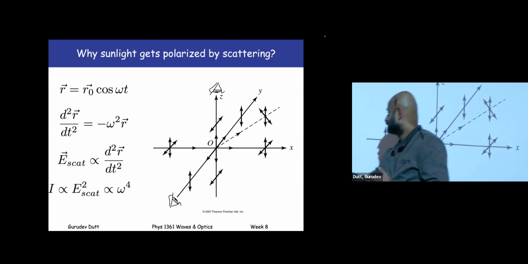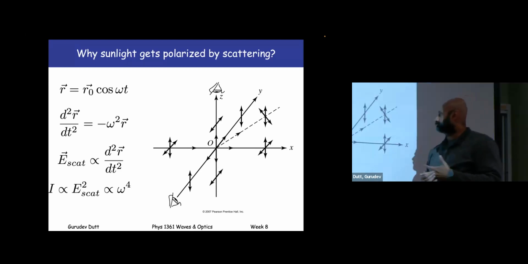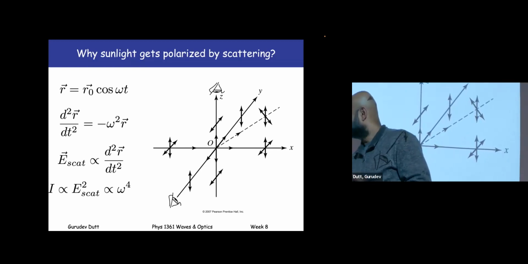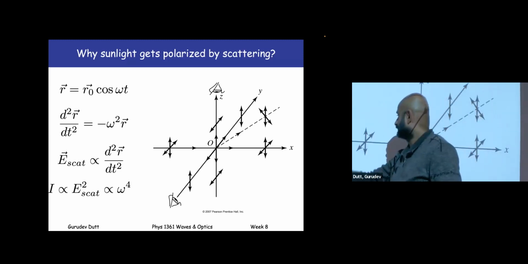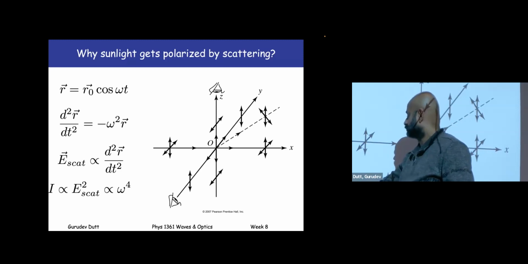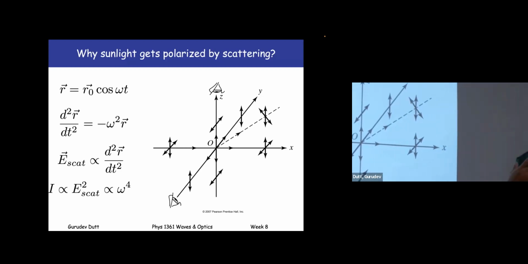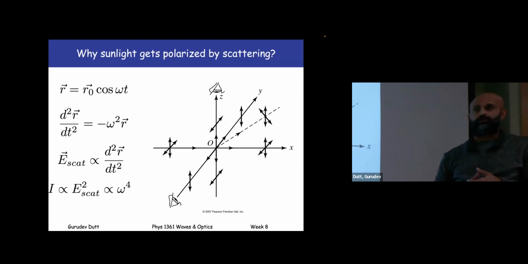And then the scattered light, it turns out, is proportional to the second derivative, that is the acceleration, of the charge. This is coming from a basic result in electromagnetic theory. So the scattered electric field is proportional to the acceleration, and the intensity, of course, we know is proportional to the square of that electric field. Substituting all that in, we get that the scattered light goes as omega to the fourth, which is again the Rayleigh scattering. Remember, we argued that Rayleigh scattering has this dependence of omega to the fourth, or 1 over lambda to the fourth, because omega is proportional to 1 over lambda.